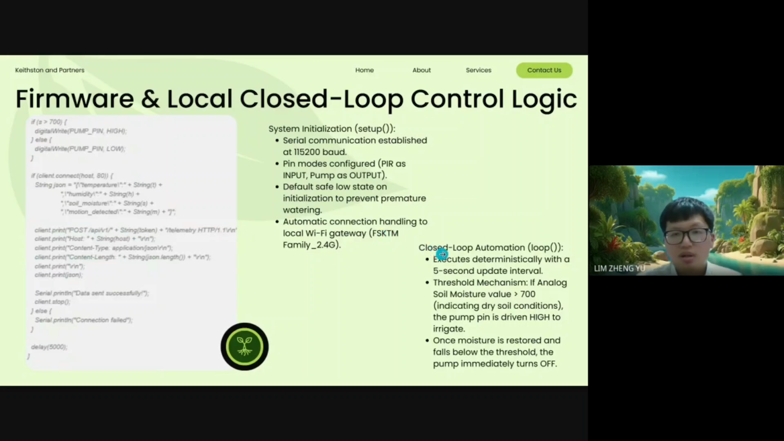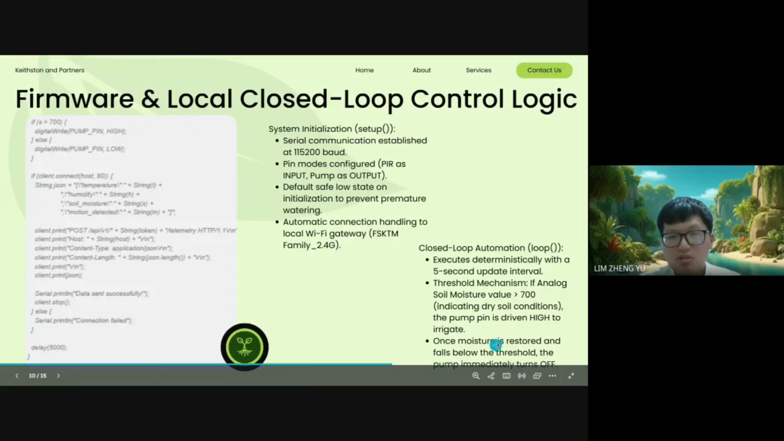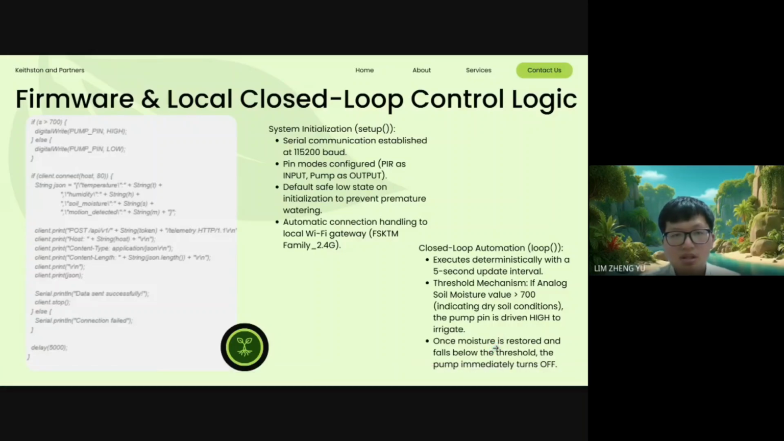And next will be the closed loop automation. First, it executes deterministically with a 5-second update interval. Second, threshold mechanism. If analog soil moisture value is bigger than 700, indicating dry soil condition, the pump pin is driven high to irrigate. And third, once moisture is restored and falls below the threshold, the pump immediately turns off.